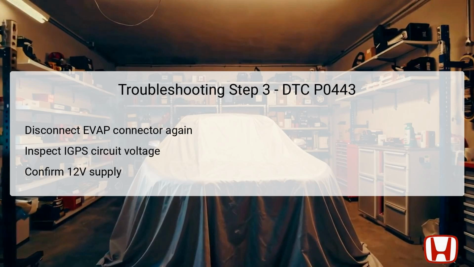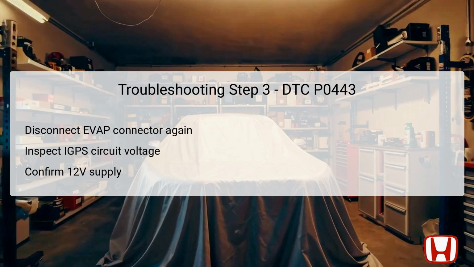In the third troubleshooting step for DTC P0443, continue with the disconnection of the Evap Canister Purge valve connector. Again, the 2-pin 2P connector must be disconnected to allow for accurate testing. Following this, you will perform an inspection on the IGPS ignition power supply circuit, crucial for confirming that power is being delivered to the valve when needed.